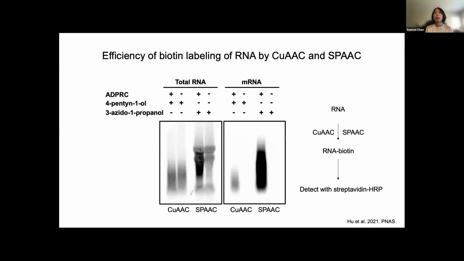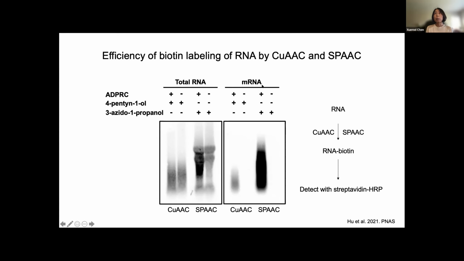So next, we tested the scheme with Arabidopsis RNA. We would treat Arabidopsis RNA with either the CuAAC reaction or the SPAAC reaction to turn them into biotin RNA. And then we run these RNAs in a gel and then detect biotin RNA with streptavidin HRP. So let's first focus on results from total RNA. If you look at the biotin RNA made with the CuAAC reaction versus the SPAAC reaction, you can clearly see that the SPAAC reaction does not cause RNA degradation, as does the CuAAC reaction. You also see that there's a background signal from rRNA, even in the absence of ADPRC or the alkyne. And this is most likely due to other modifications in rRNA.